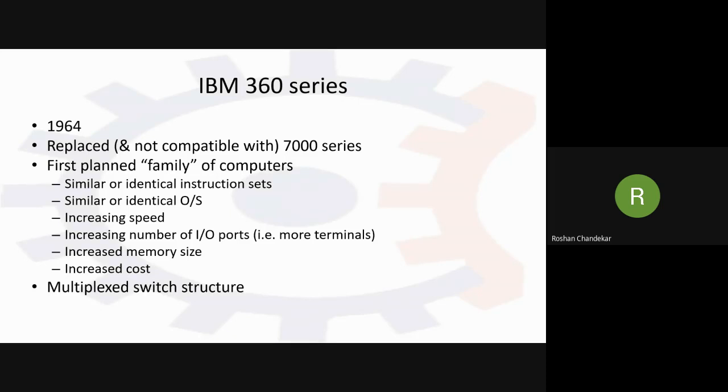Identical operating system, like we can say the IBM 360 operating system is there. Like XP is commonly used, Windows is commonly used, Android is commonly used. So a common or similar operating system was given throughout the IBM 360 series. It increased the speed of processing, the number of input ports, and the memory size, and it also increased the cost of the system.